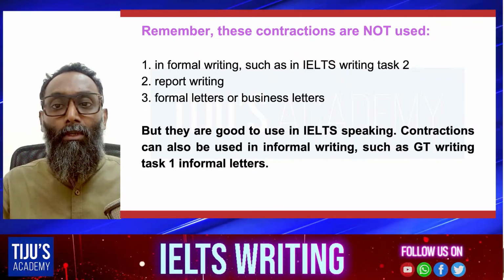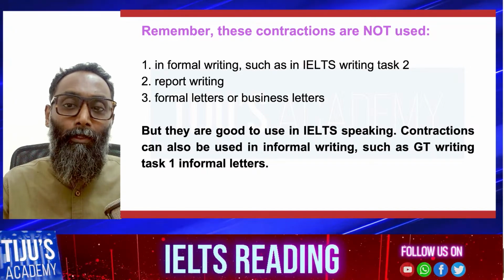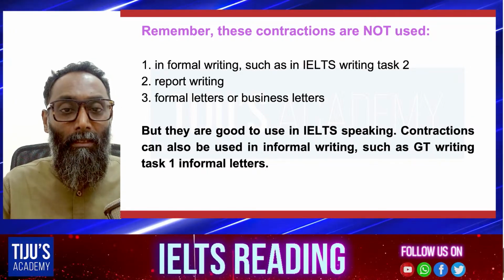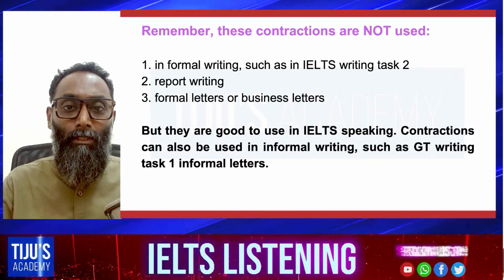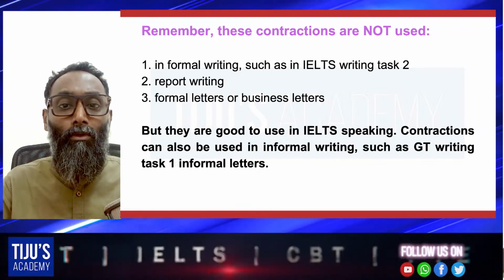What is task 2? It's an essay that you need to write. So you have to write a minimum of 250 to 280 words in task 2. So in that writing task 2 essay, we will never use contractions. We are not going to use informal contractions there. We are just going to be formal.